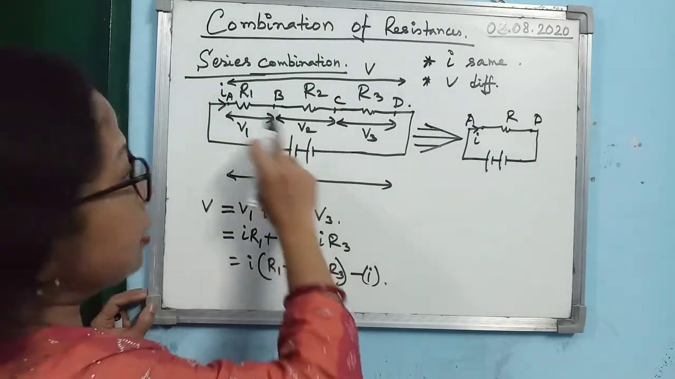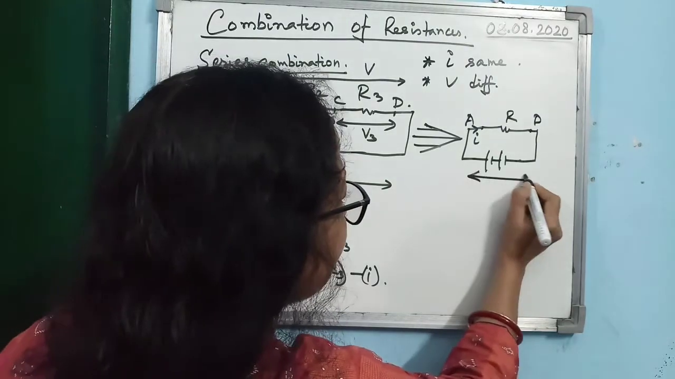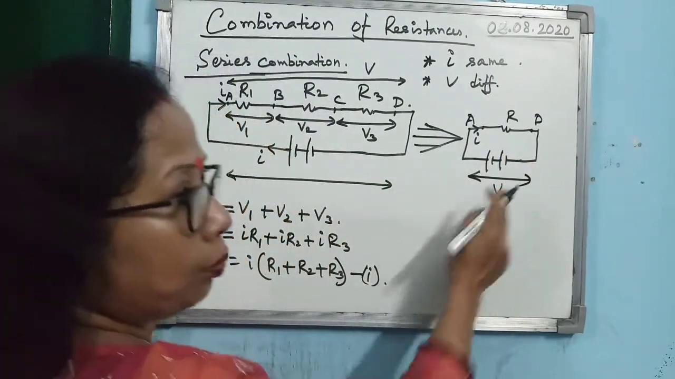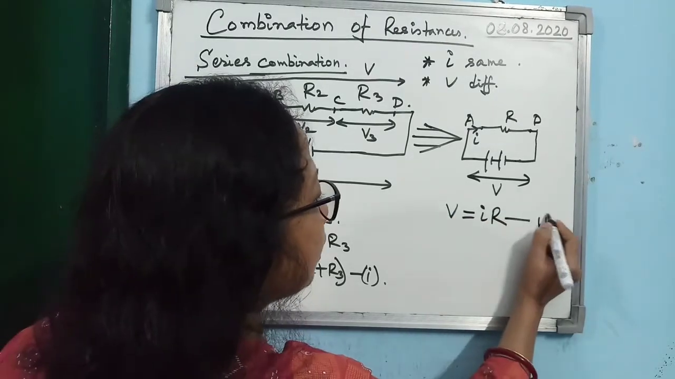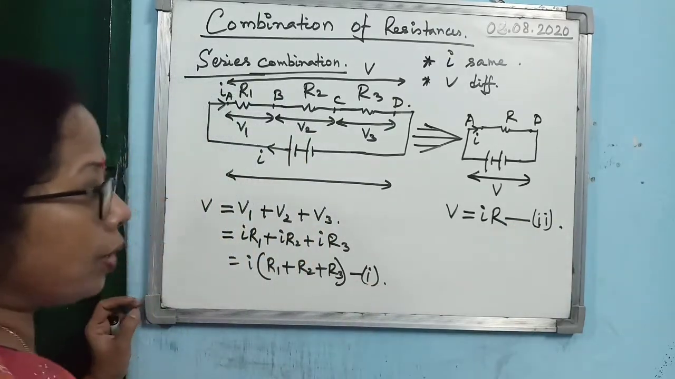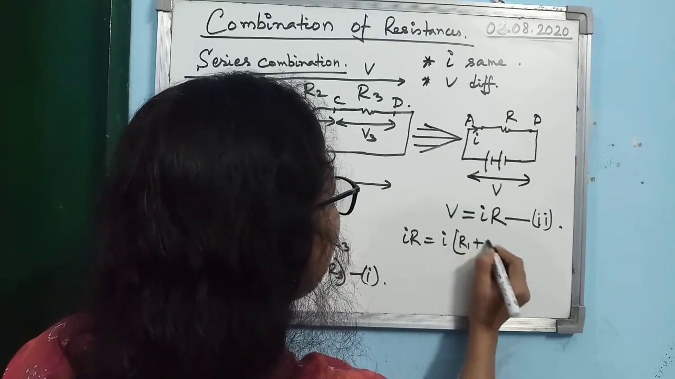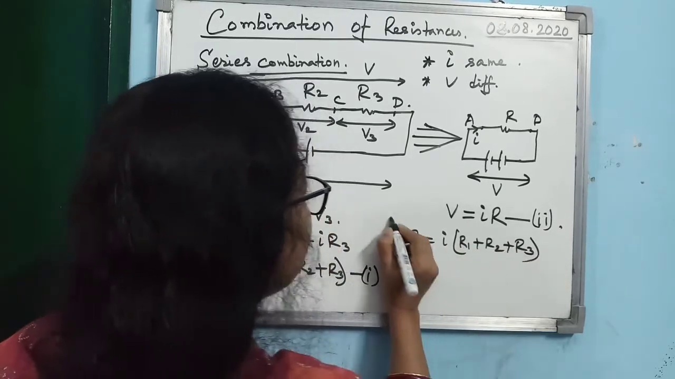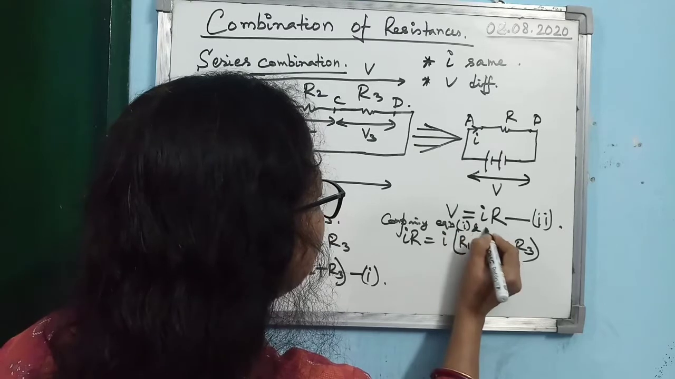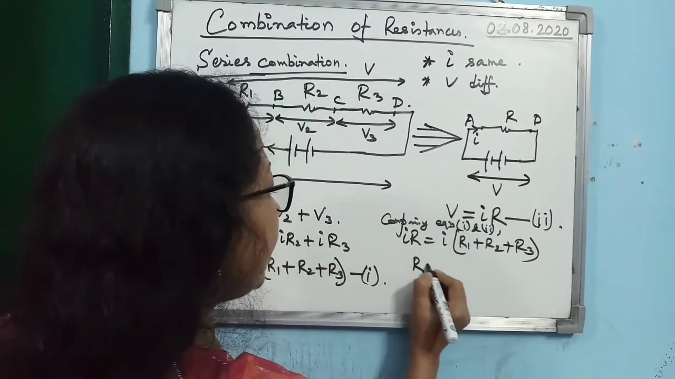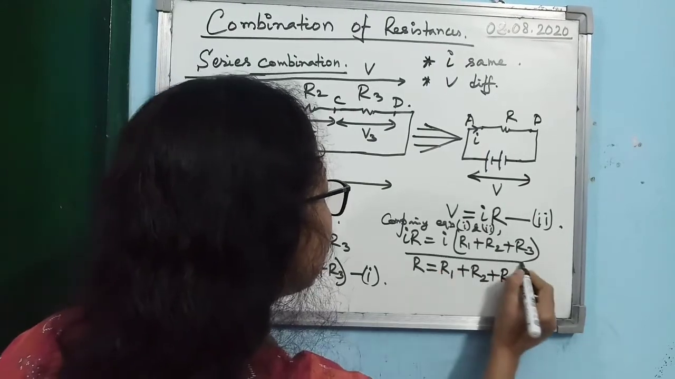Neither the total current value will remain same as the previous one, and the total PD across the AD should also be V. So you can write V is equal to I into R for the second circuit. So if you compare equation 1 and 2, what are you getting? IR is equal to I(R1 plus R2 plus R3). Right, comparing equation 1 and 2, you are getting this. So you can write R is equal to R1 plus R2 plus R3.